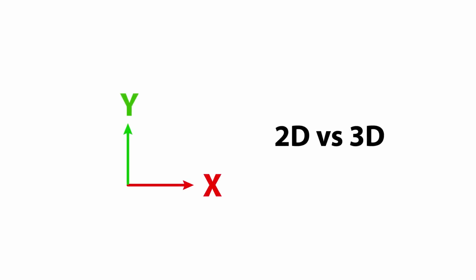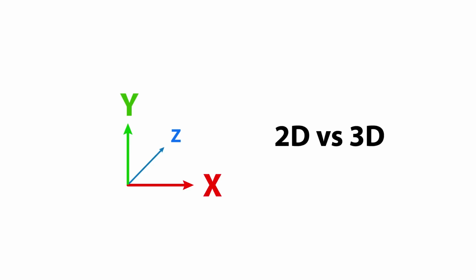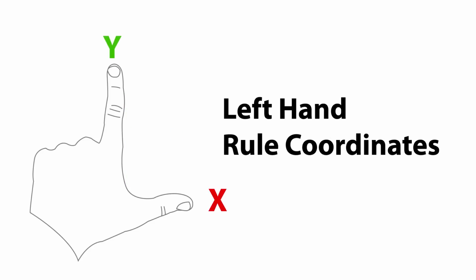Three-dimensional vectors work the same as 2D, but extrapolated into the z-axis, which represents depth. The x and z axes make up a horizontal plane, and y is the direction that points up. Unity works on a left-handed coordinate system.